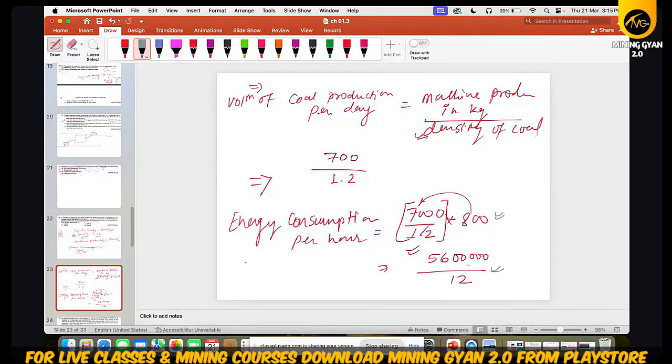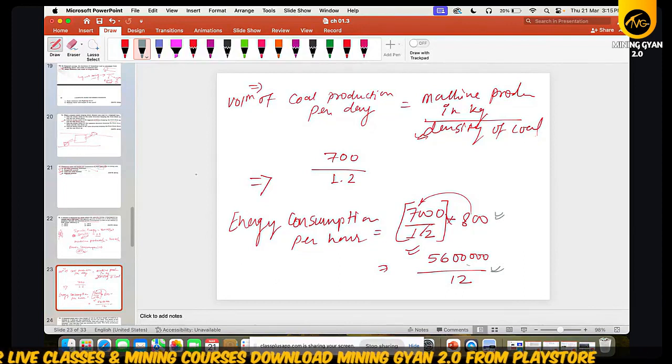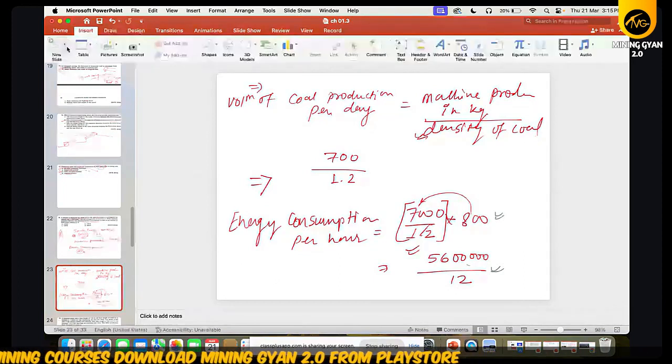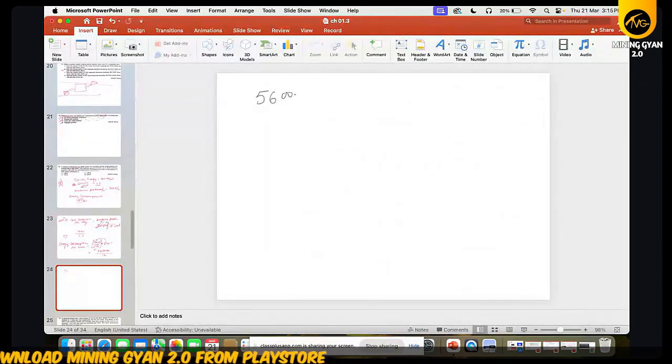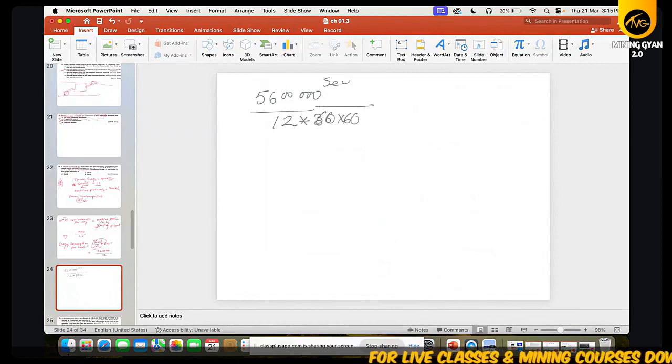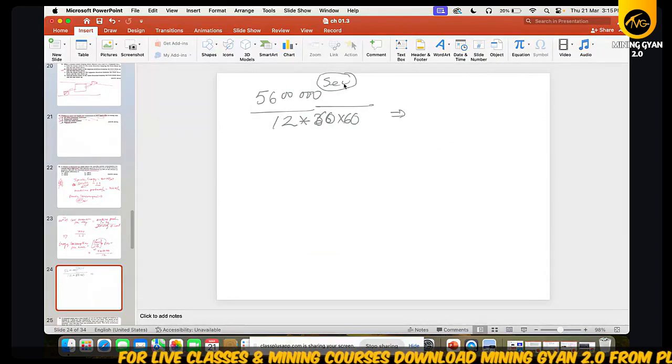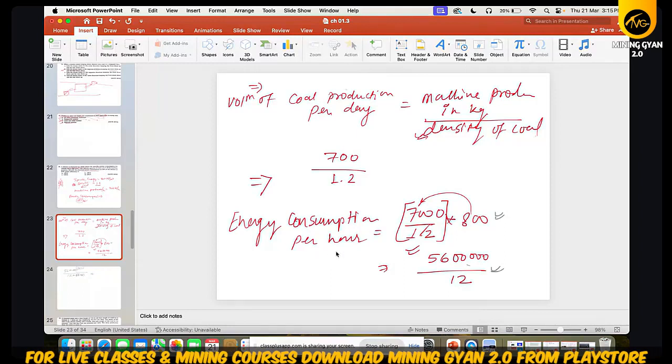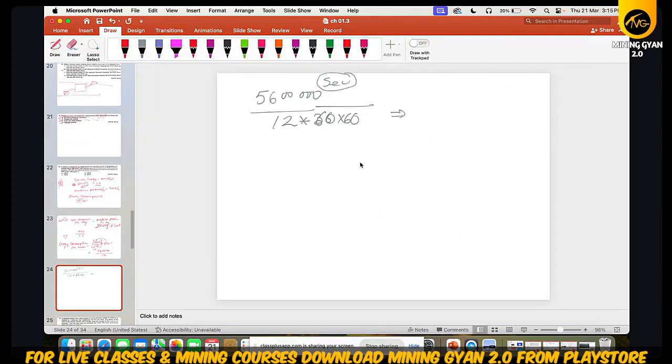So if you need it per second, you can also calculate. How? 56 lakh divided by 12. If you want to calculate it in seconds, then you have to divide by 60 by 60. So it will come in seconds. That was in an hour. So hour becomes minutes, then seconds. So to calculate in seconds, this will be your value.